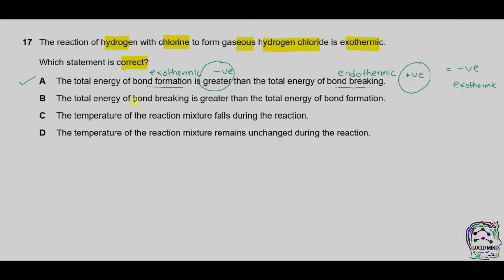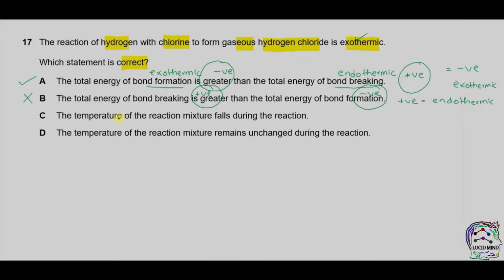Option B, the total energy of bond breaking is greater than the total energy of bond formation. Now bond breaking is endothermic, and if endothermic is greater than exothermic, the resultant would be positive. But as they have given that this reaction is exothermic, it must be negative, not positive. So option B is wrong.